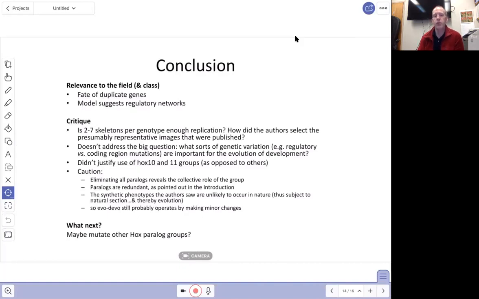So is 2 to 7 skeletons enough for replication? That's up for you and I to decide on our own. We can definitely discuss that in class if you want.